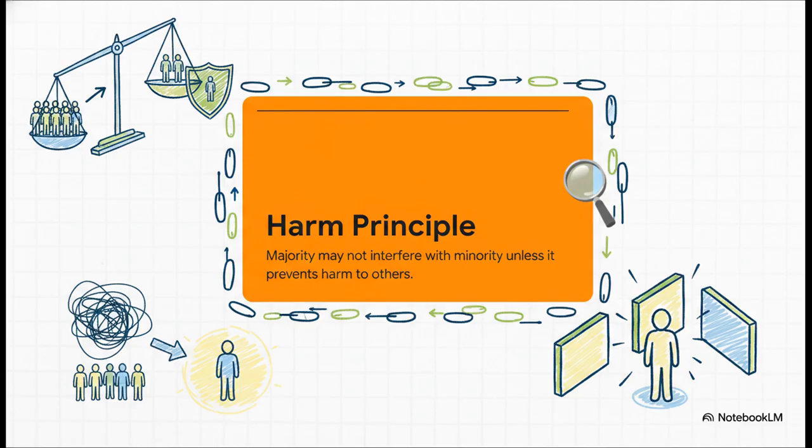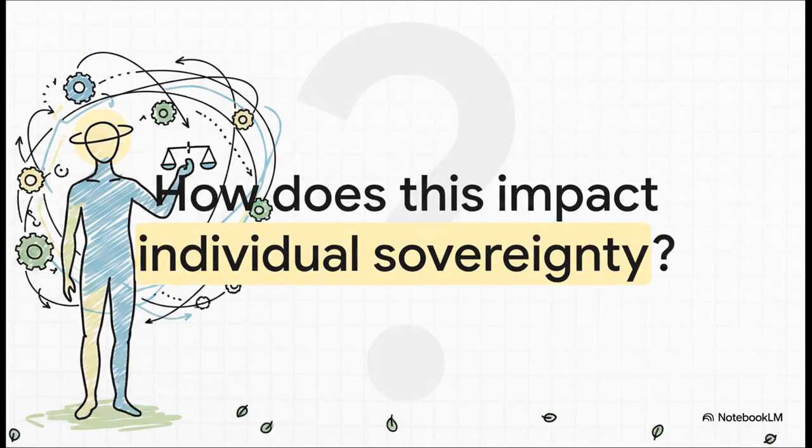This was a total game changer because it ensures that the whole society is protected, not just the biggest group in the room. But this raises a really fascinating question. How does this specific harm principle tie into Mill's somewhat unusual belief for a utilitarian? The idea that the individual is sovereign over himself.